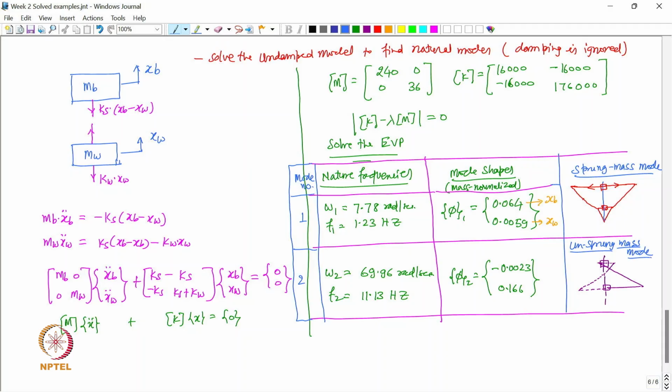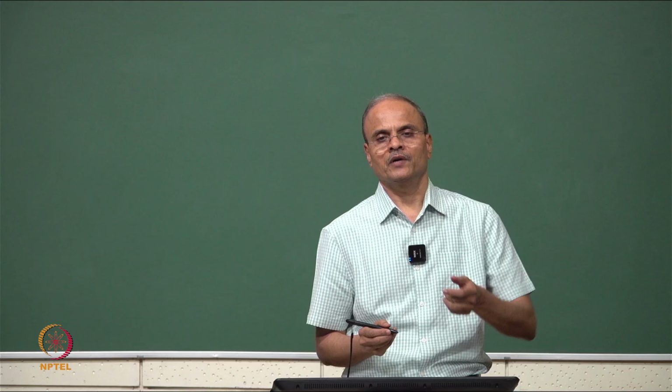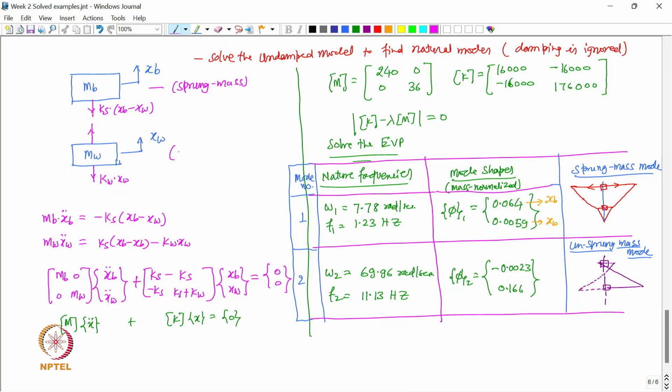Correct. So, in fact, the body is referred to as the sprung mass. This body MB is referred to as the sprung mass, because it is above the suspension, right, and therefore it is called sprung mass. And the wheel, when it is having significant motion, is referred to as unsprung mass. So this we can refer to as unsprung mass, because it is below the suspension, it is not above the suspension. That is how you can remember it, right. So I think these are interesting results we have got, right, sprung mass mode and unsprung mass mode.